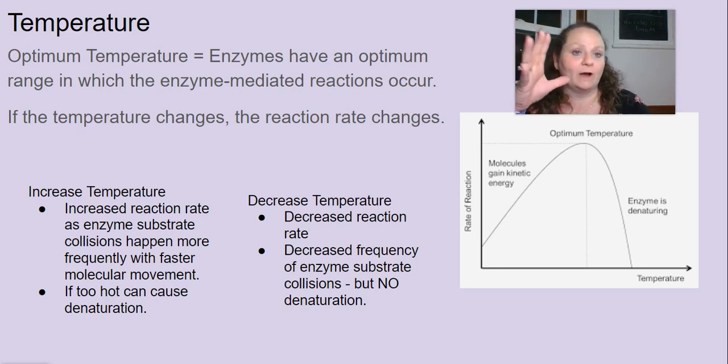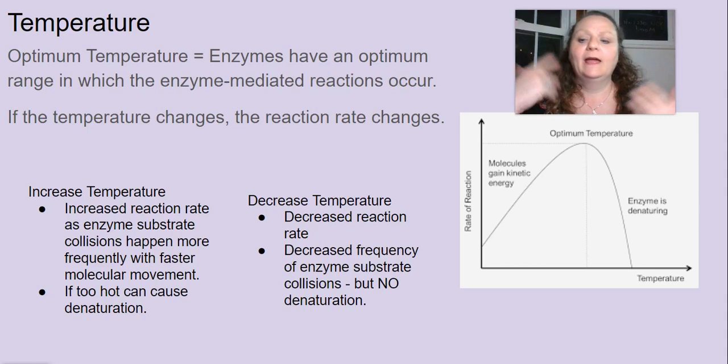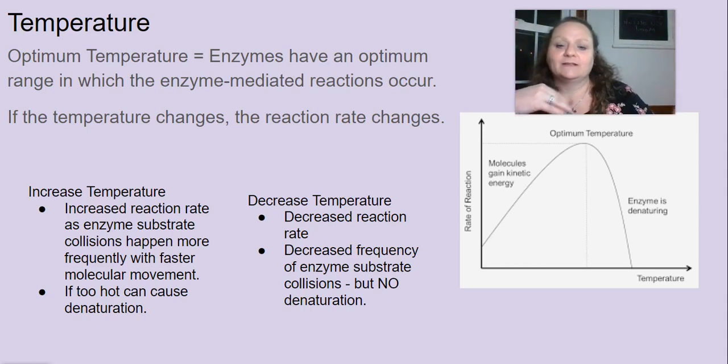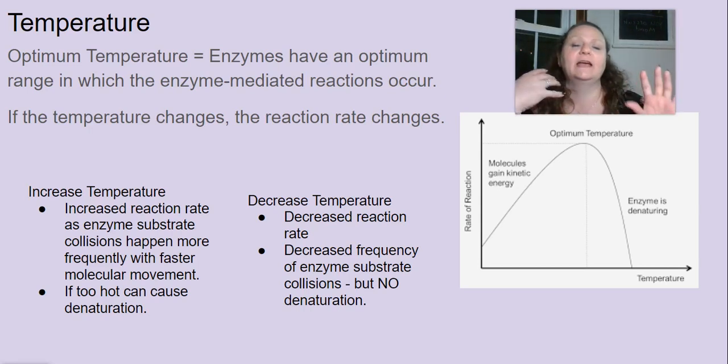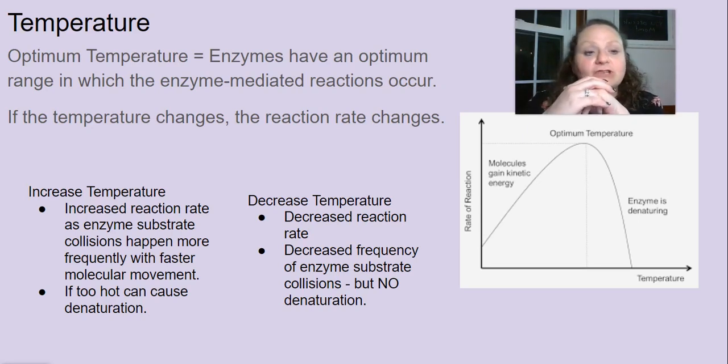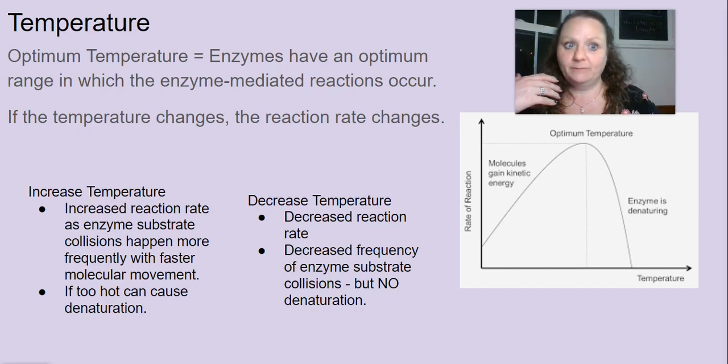And think of that egg white turning white because of the heat. Decreased temperature is going to decrease the reaction rate. Again, it decreases the frequency of the enzyme substrate collisions, but typically this is not going to lead to denaturation. And if we increase the temperature again, we can actually bring up the rate of reaction again.